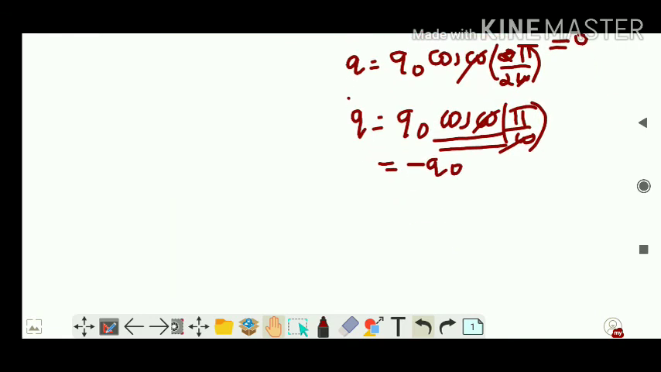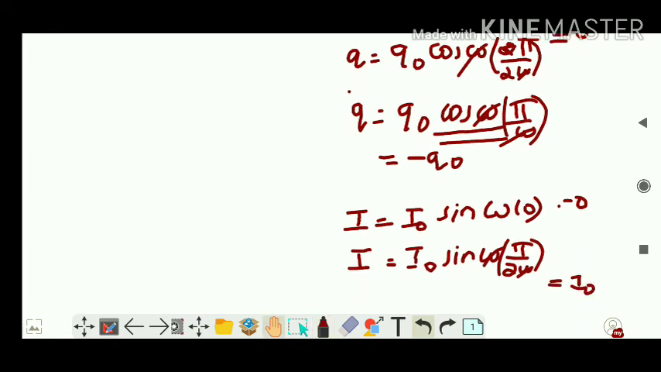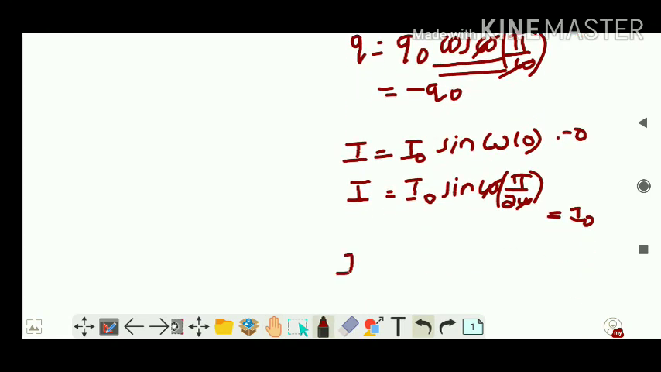Now similarly I can draw for current also, right? How will I draw for current? Current is equal to I naught sine omega t, at t equal to 0. Sine 0 is 0, so the current will be 0. Similarly, I is equal to I naught sine omega times pi by 2 omega. Omega cancels out, and sine 90 is maximum, so I will be I naught. In the next duration, I is equal to I naught sine omega times pi by omega. Omega cancels, sine pi is 0, so we get 0.